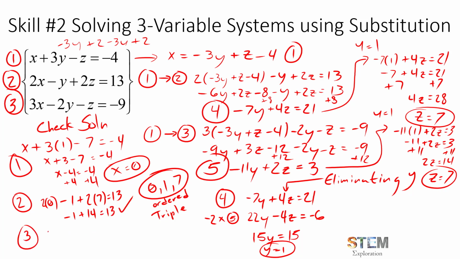And then let's do the same thing here. 3 times 0 minus 2 times 1 minus 7 is equal to negative 9. So 3 times 0 is 0. Minus 2 minus 7 is equal to negative 9. So that all checks out. And so with this, we can very easily see that this is our ordered triple.